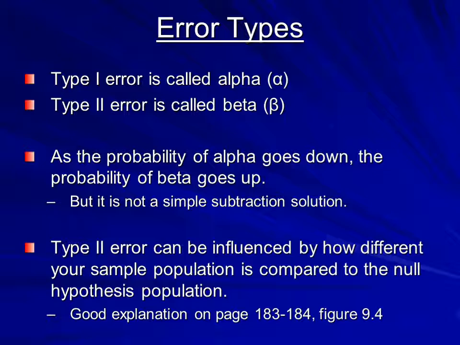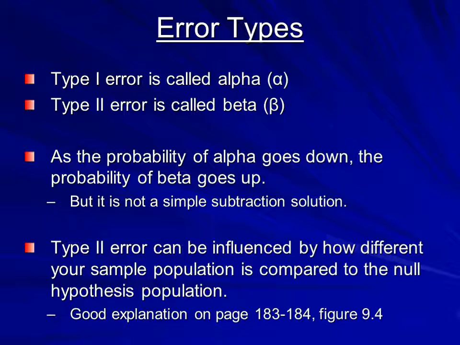So type 2 error, in this last bullet point, can be influenced by how different your sample population is compared to the null hypothesis population. And what does that mean? The likelihood of you retaining when you should be rejecting depends on your sample. So if you have a bad sample, and let's just say you've got a really cool drug. Let's say you're great at making effective drugs, but you're awful at doing research. That means you create a really good drug, but you're really bad at understanding how to justify that your drug works because you're a bad researcher.